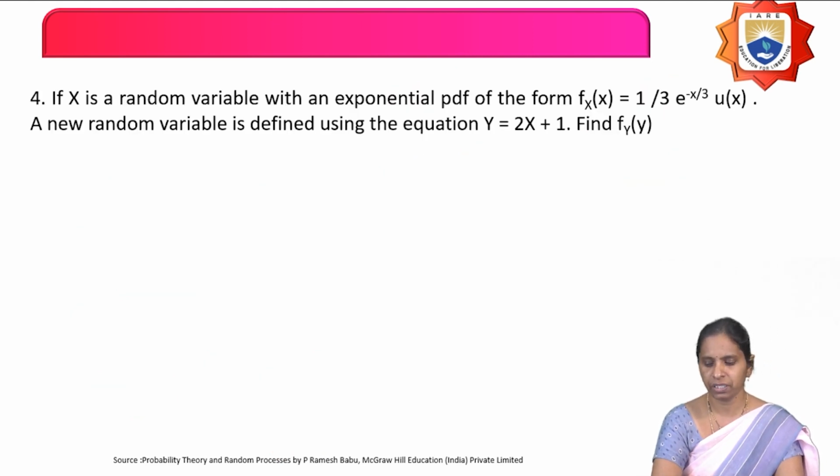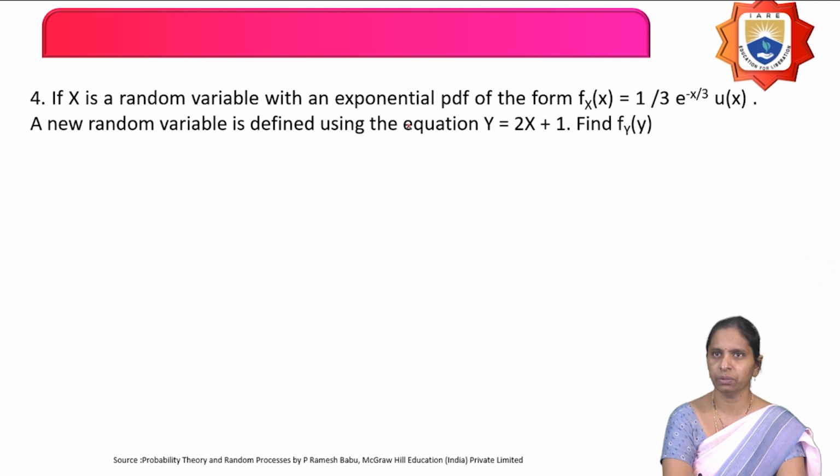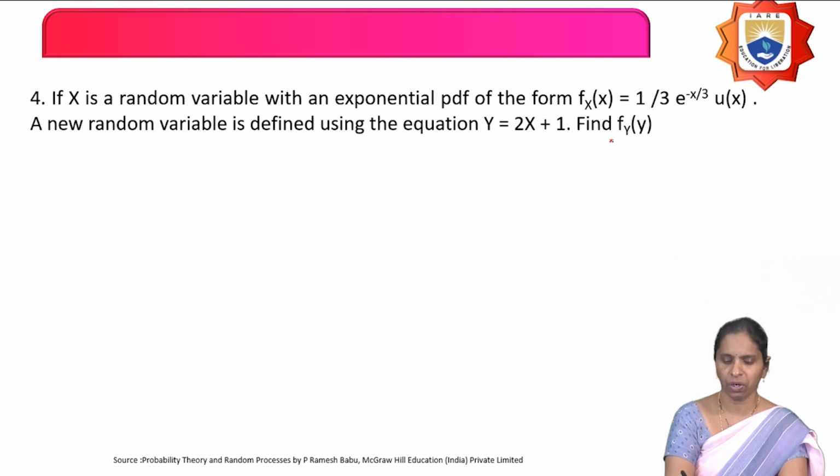The next problem: if X is a random variable with an exponential probability density function of the form fX of x equals 1 by 3 e power minus x by 3 into u of x, a new random variable is defined using the equation Y equals 2X plus 1. Find fY of y. So what is given here?